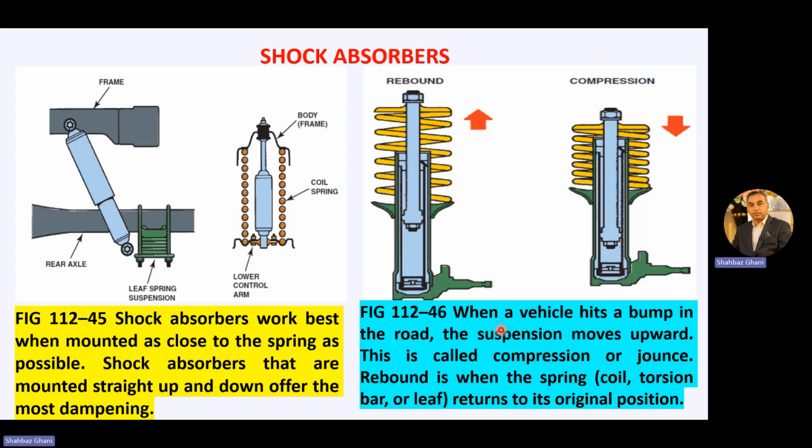Now, when the vehicle hits a bump in the road, the suspension moves upward. This is called compression or jounce. The suspension moves upward, and the spring compresses. Rebound is when the spring, coil, torsion bar or leaf spring returns to its original position. So when the spring releases, it's a rebound.